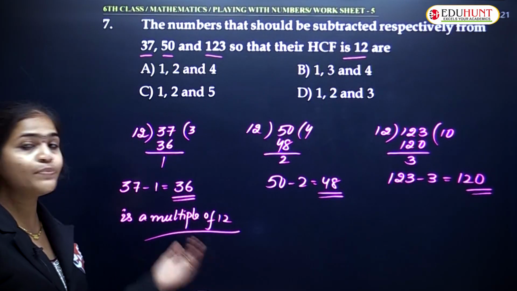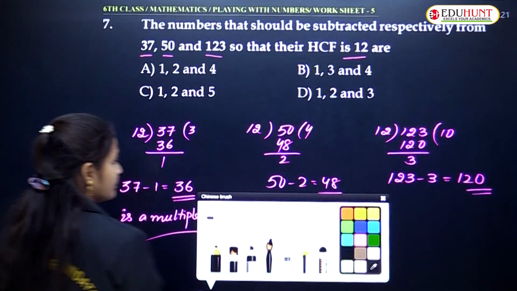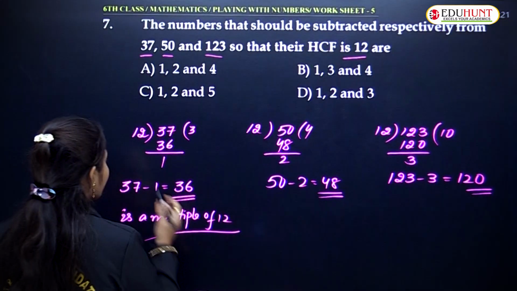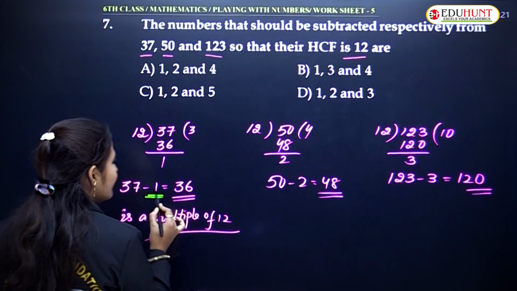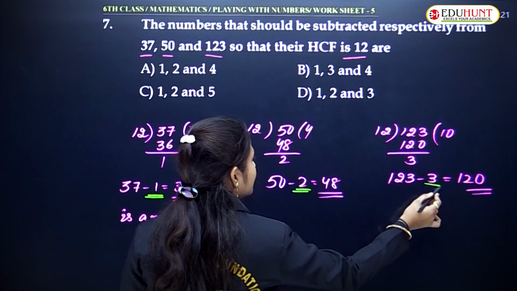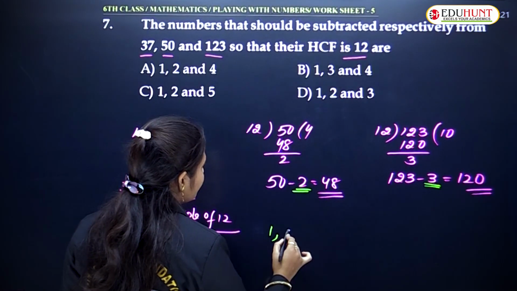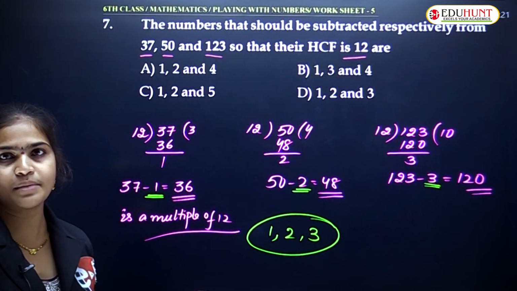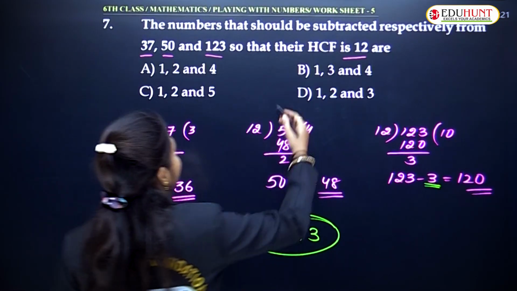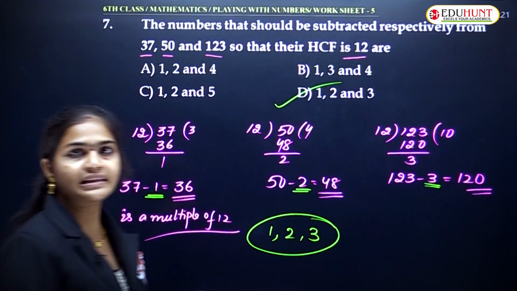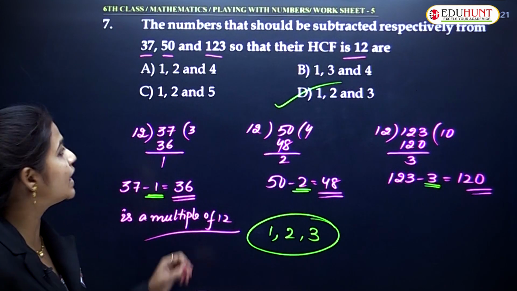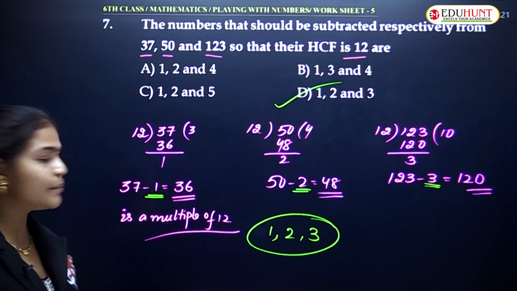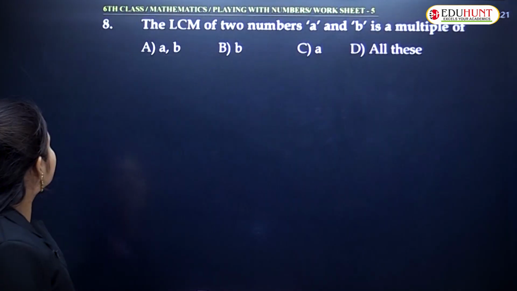So what numbers are we subtracting here? What numbers should be subtracted? 1, 2, 3. So we have to subtract 1, 2, 3 from those numbers. Okay. So here, which option is correct? Option D is correct. That is 1, 2 and 3. Clear, ma? Yes. Next, 8th question.